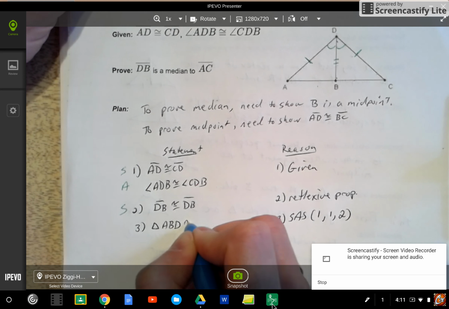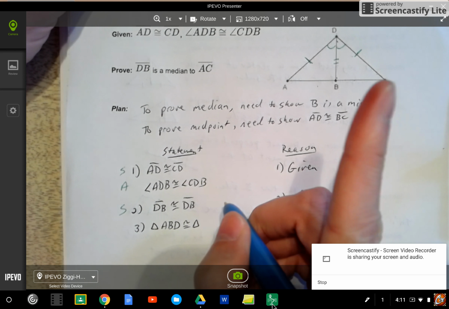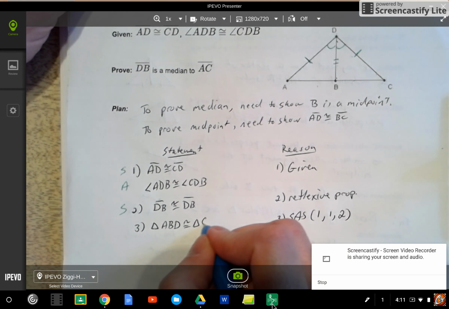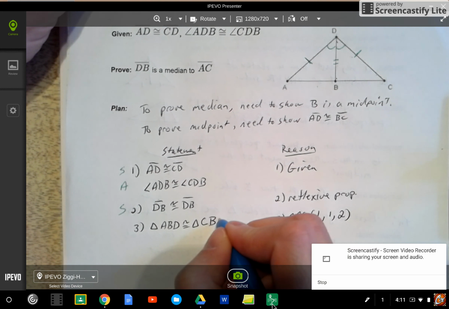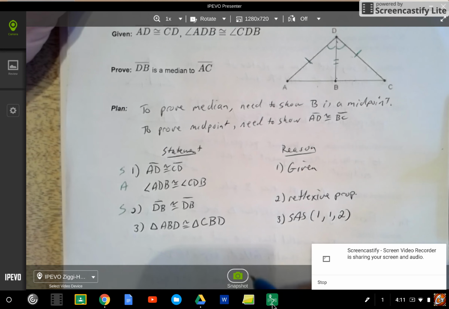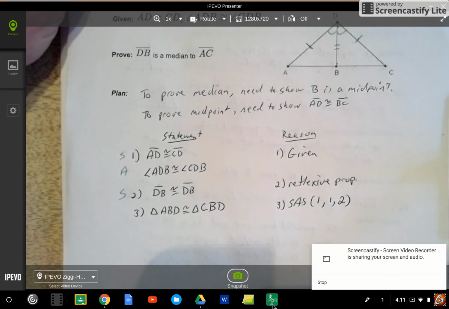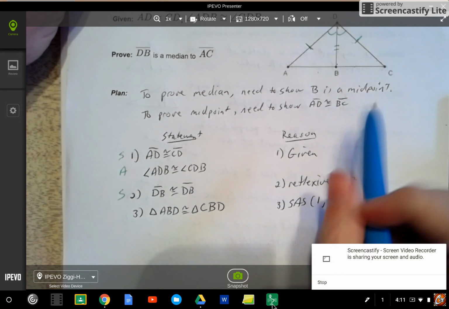ABD is congruent to triangle CBD. Name carefully. A matches C. B and B are together. D and D are together. Now from that, I know the parts are congruent. So now I know that these parts, AB and BC, must be congruent.